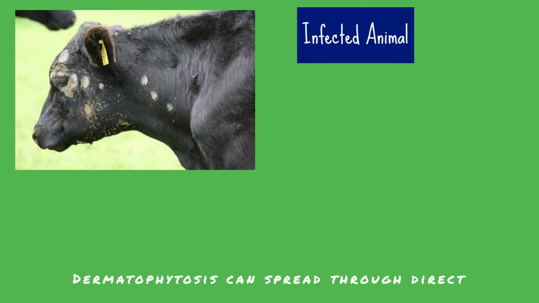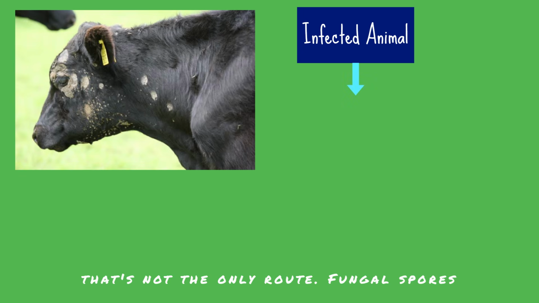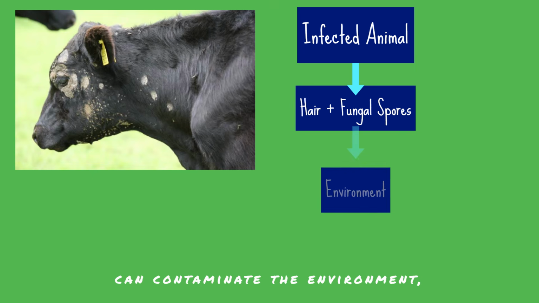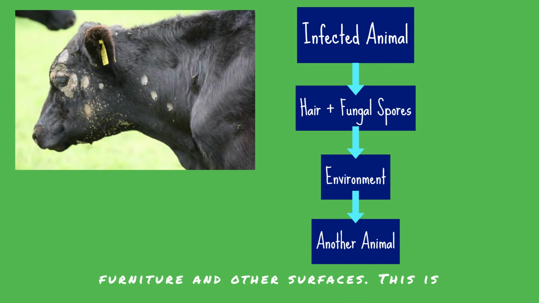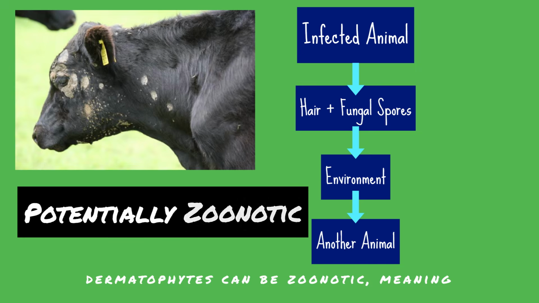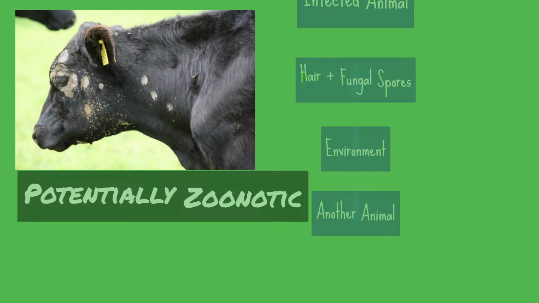Dermatophytosis can spread through direct contact with an infected animal. But that's not the only route. Fungal spores can contaminate the environment, including bedding, grooming equipment, furniture, and other surfaces. This is especially important because some dermatophytes can be zoonotic, meaning they can potentially infect humans. So when dealing with a suspected case, hygiene and environmental cleaning are important.